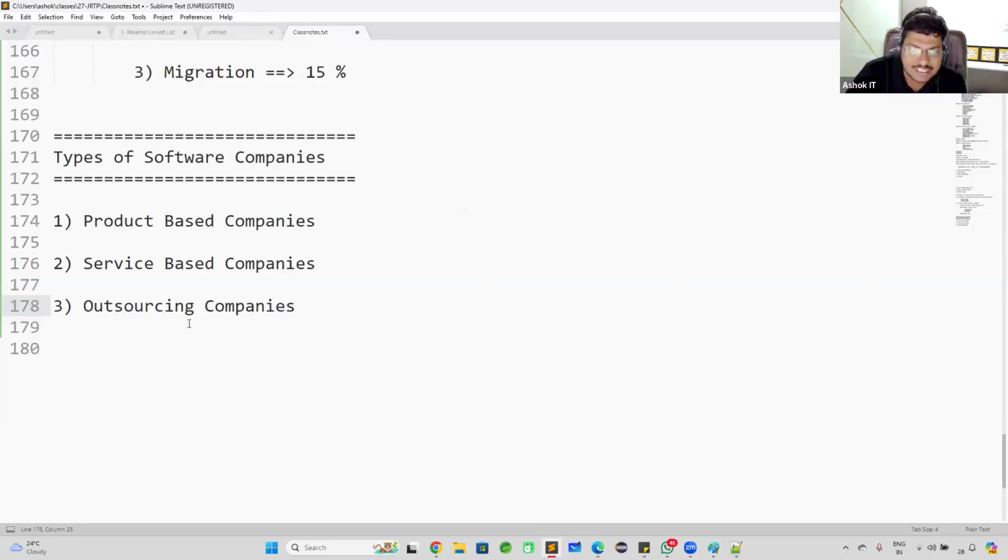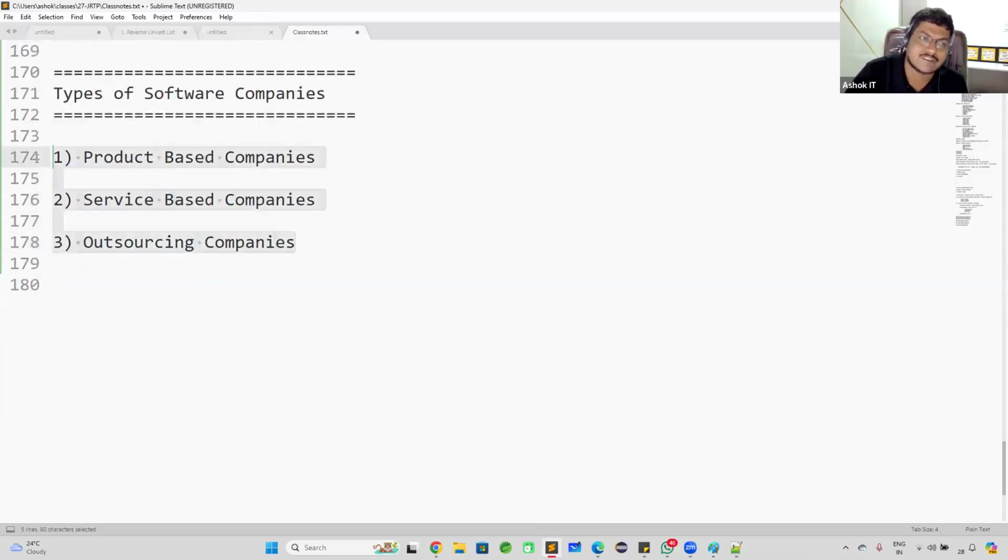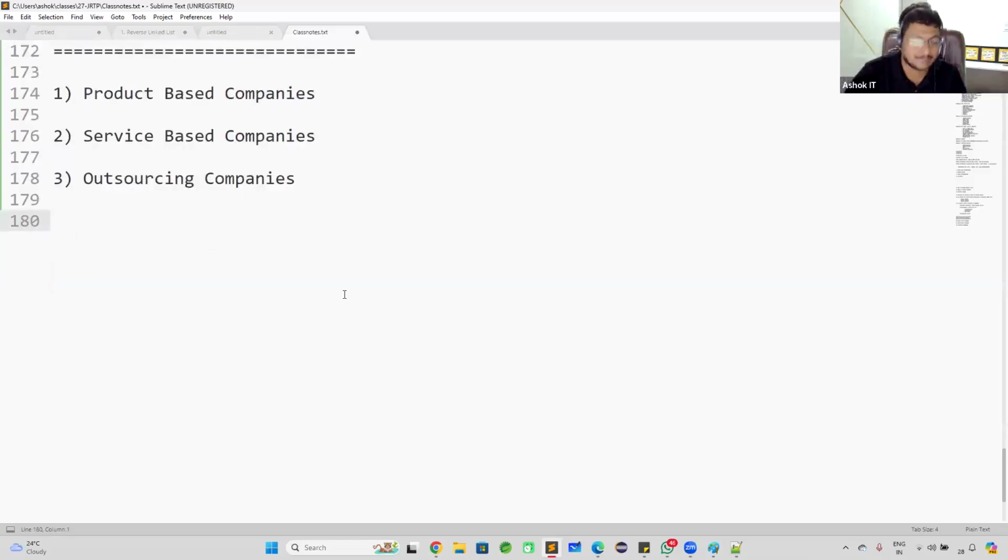Sir, what is the difference between these three types of companies, what will be the interview pattern in these companies, and how much package can we expect from these companies? How the interview is going to happen and how much package you are going to get depends on the type of the company. So let's understand these types of companies.